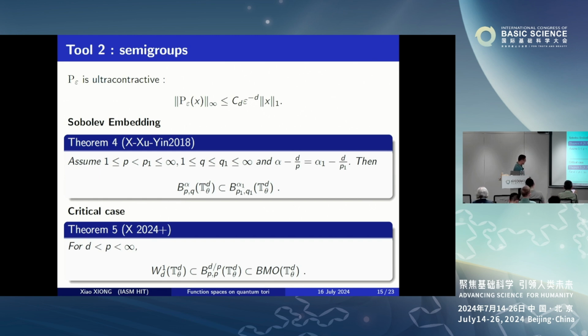And for the critical case, we are able to show this for the Besov space. Here 1 times d equals d, and here d over p times p also equals d. This is a critical case. It will not belong to L infinity, but to BMO, a space with some cancellation property. I will not go into the details, but here we can prove both of these inequalities by using the semigroup method.